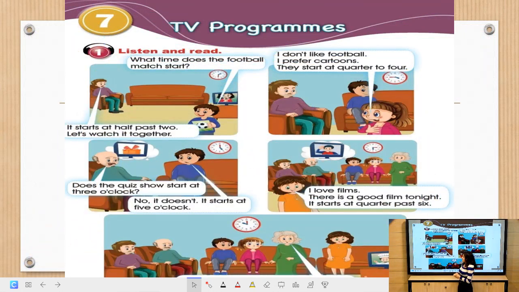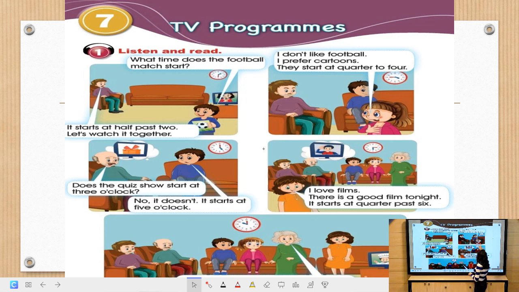Now, TV programs. We have here some conversations between the members of a family. We have here the son asks his father, "What time does the football match start? The football match, what time?" The father answers, "It starts at half past two. Let's watch it together."